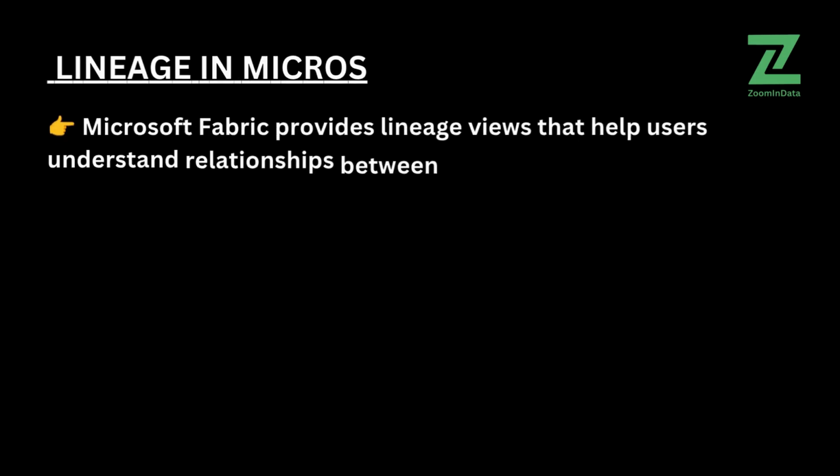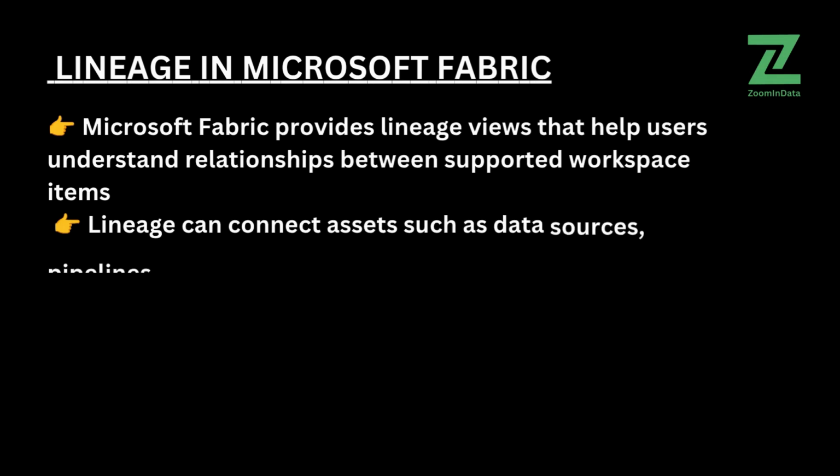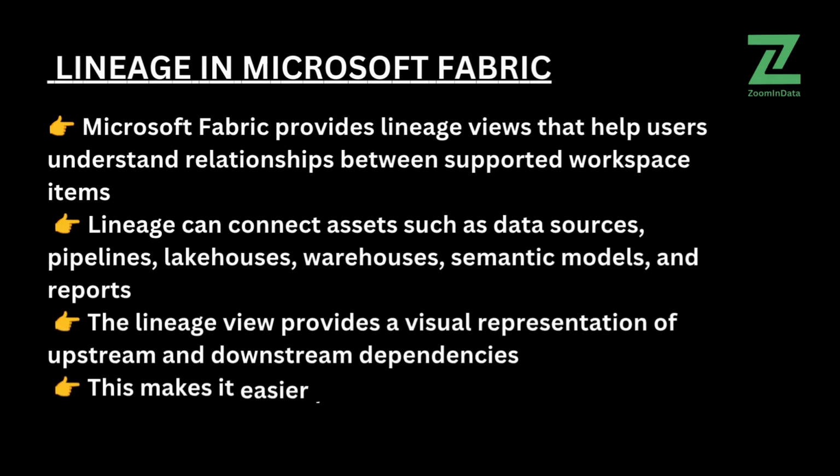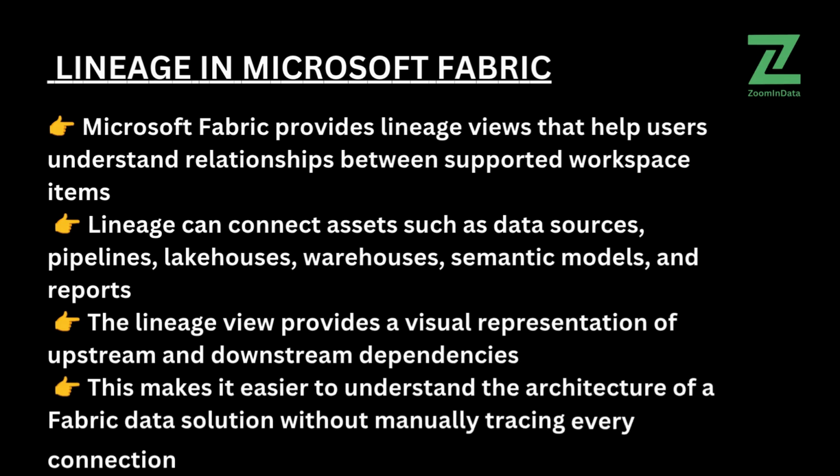Microsoft Fabric provides lineage views that help users understand relationships between supported workspace items. Lineage can connect assets such as data sources, pipelines, lakehouses, warehouses, semantic models, and reports. The lineage view provides a visual representation of upstream and downstream dependencies. This makes it easier to understand the architecture of a Fabric data solution without manually tracing every connection.